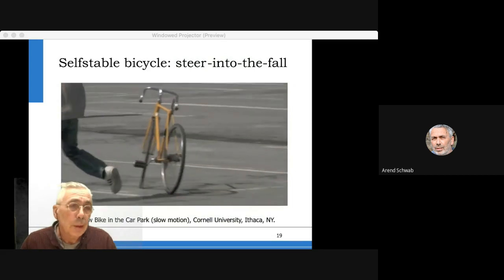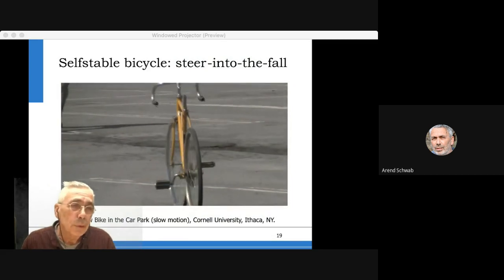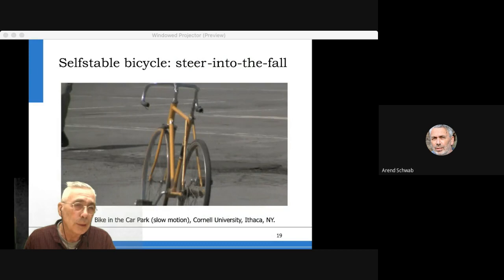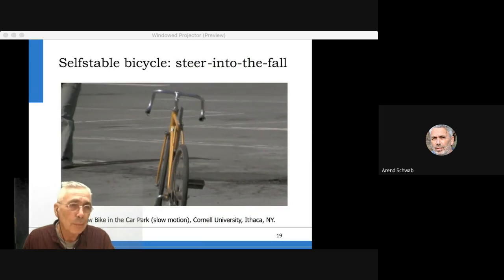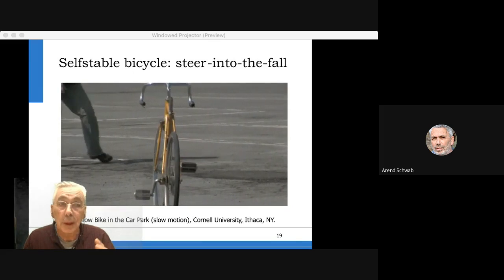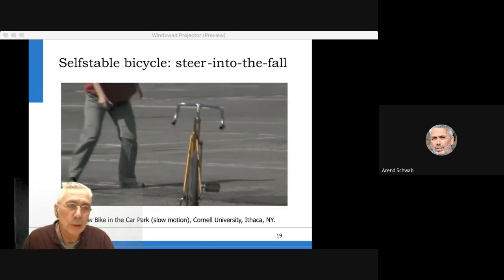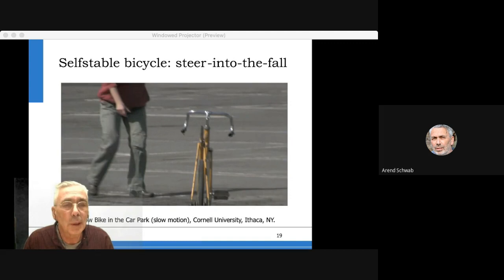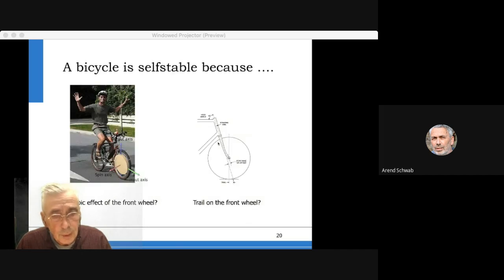Actually, if you look at the slow motion video of a real bike, you see it falls and then it steers into that fall. It falls and then it steers into that fall, meaning you see this steering into the fall as a stabilizing mechanism, clearly also in a real bike. Remains, of course, the question, why does it steer into the fall? So why does it steer in the right direction and at the right time, the right amount?